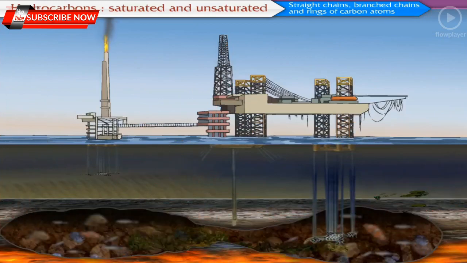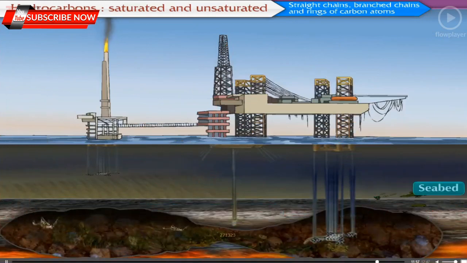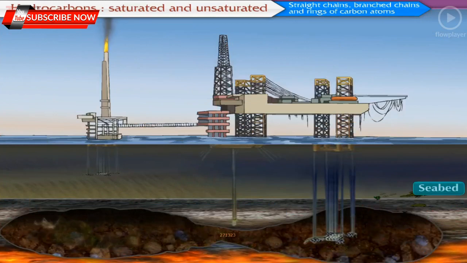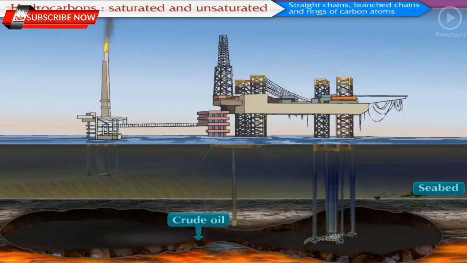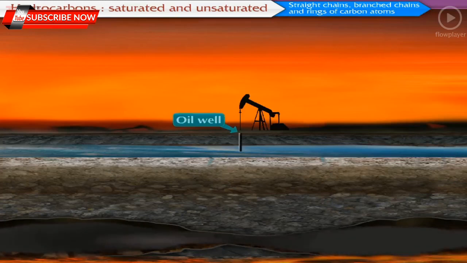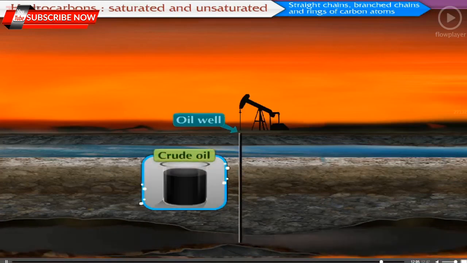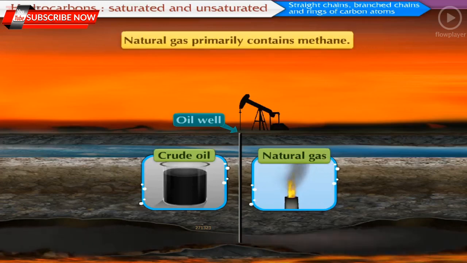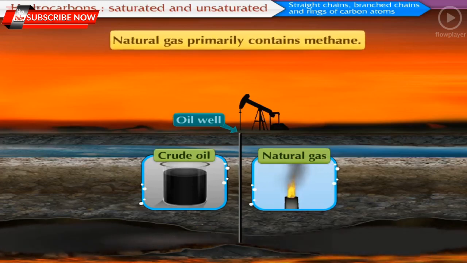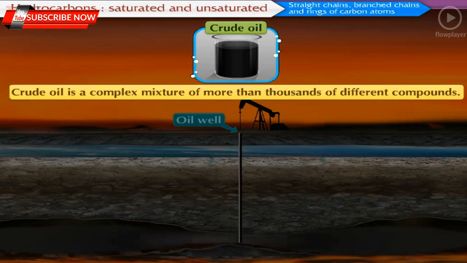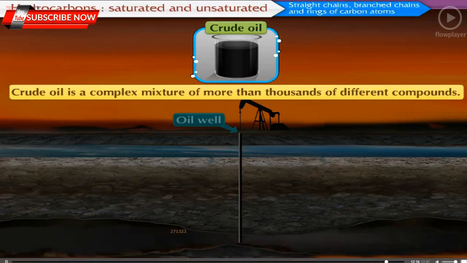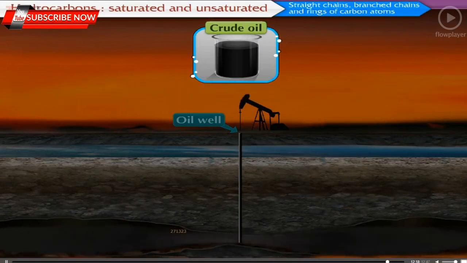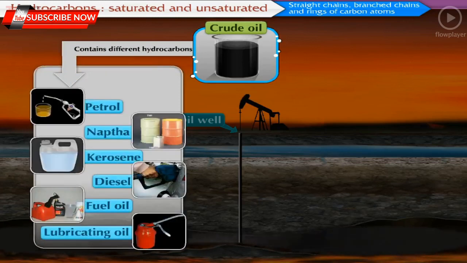Millions of years ago, dead remains of organisms buried beneath the seabed over a period of time led to the formation of crude oil reserves. Now, this crude oil and natural gas are obtained from the oil wells. Natural gas primarily contains methane. Crude oil is a complex mixture of thousands of different compounds. It primarily contains different hydrocarbons.